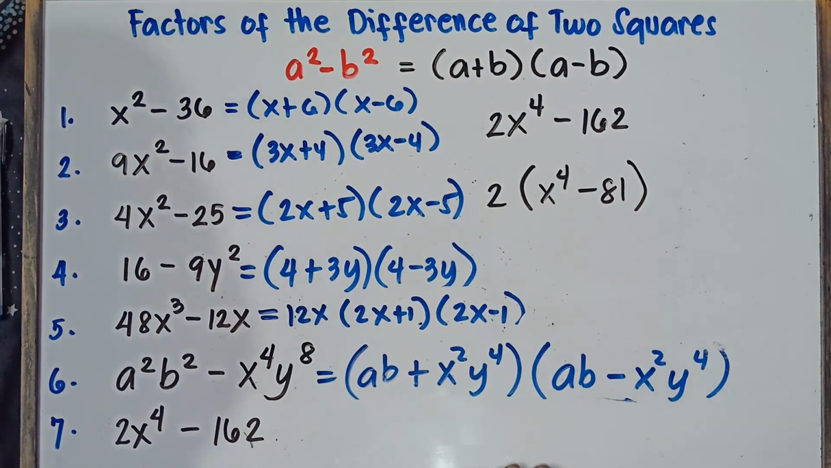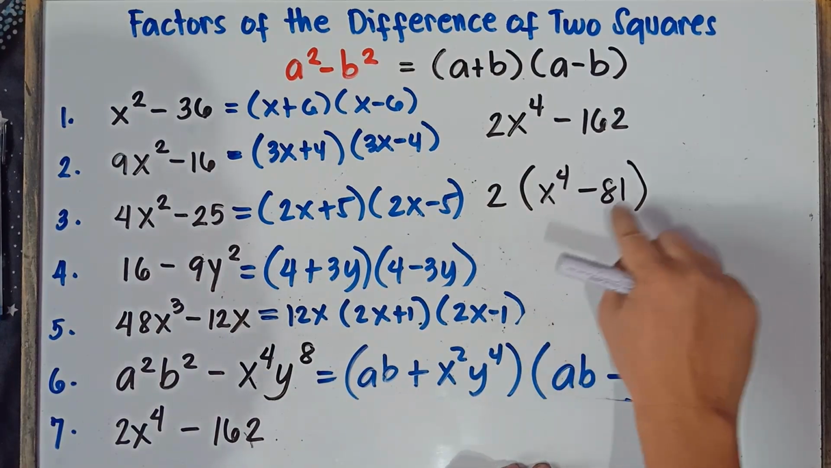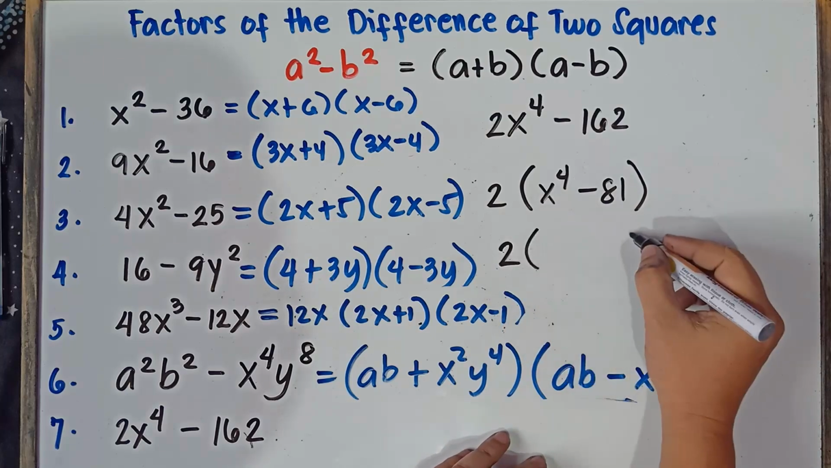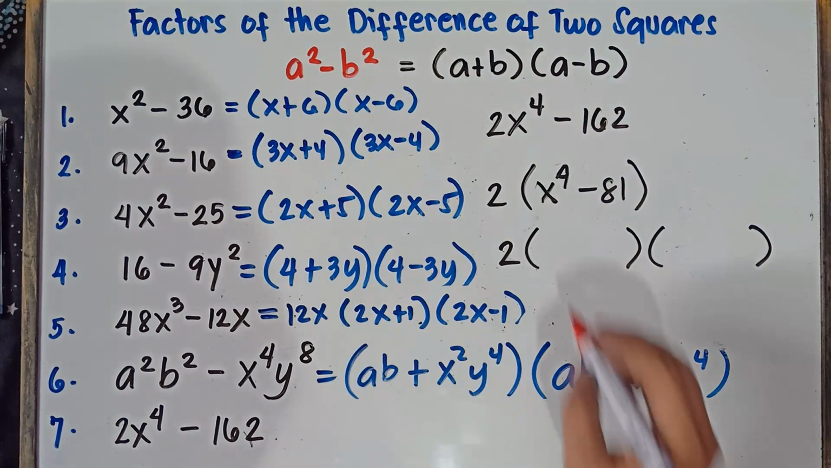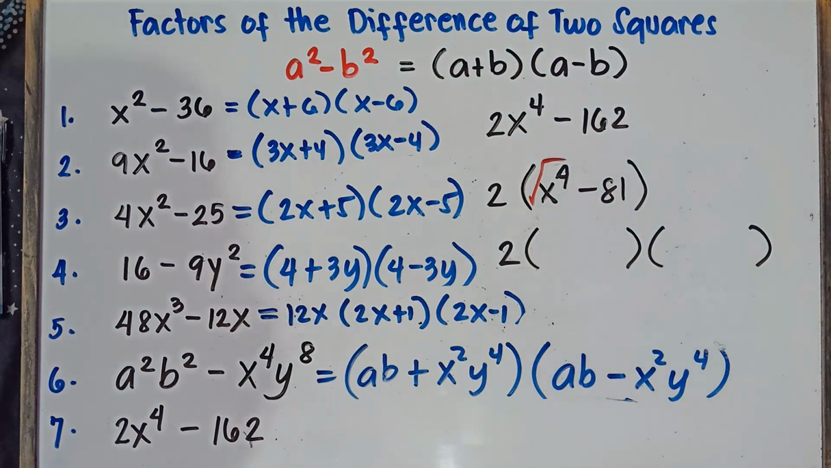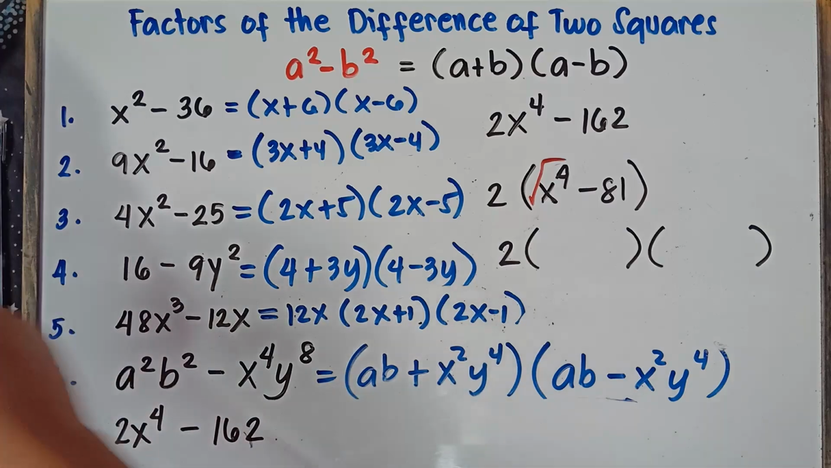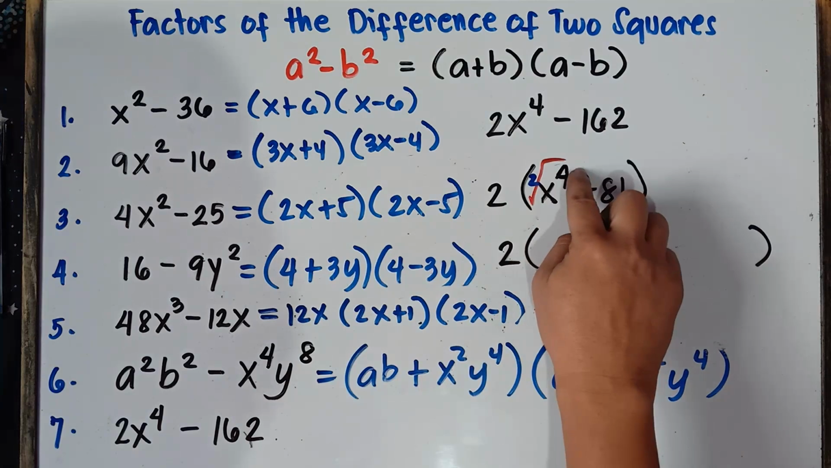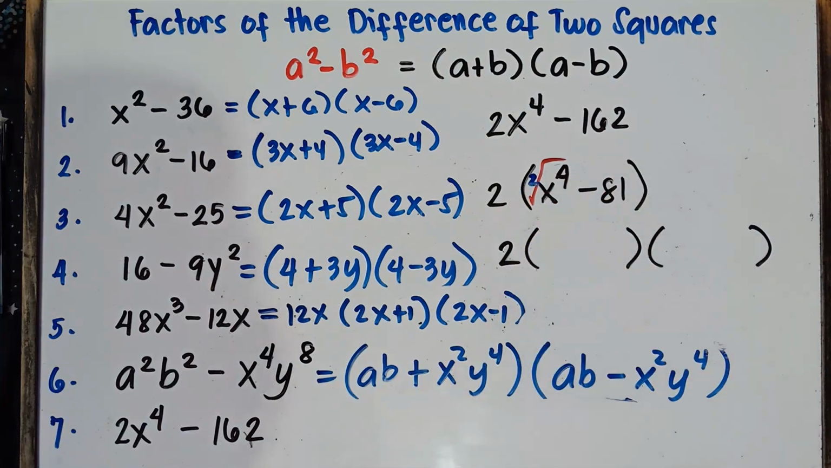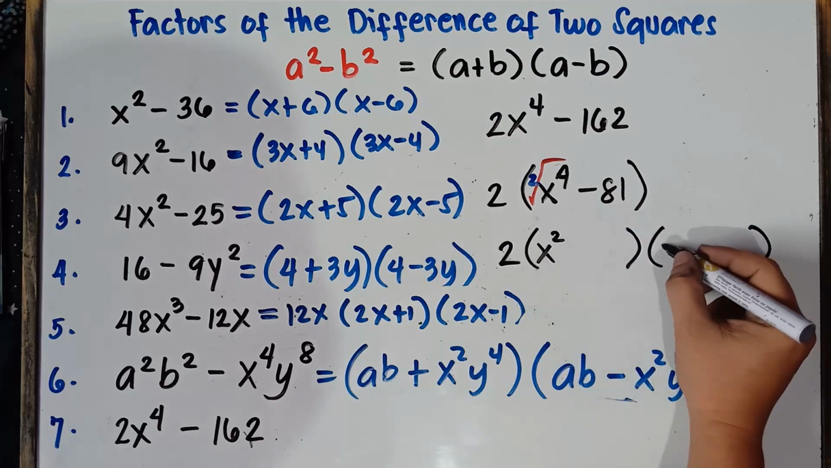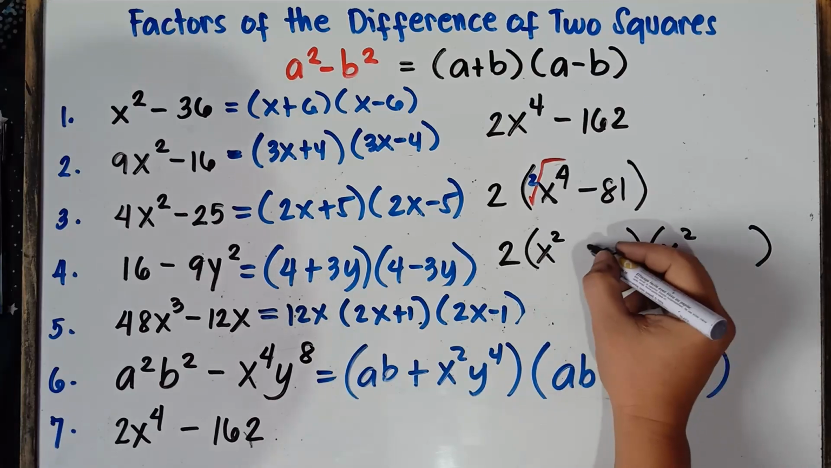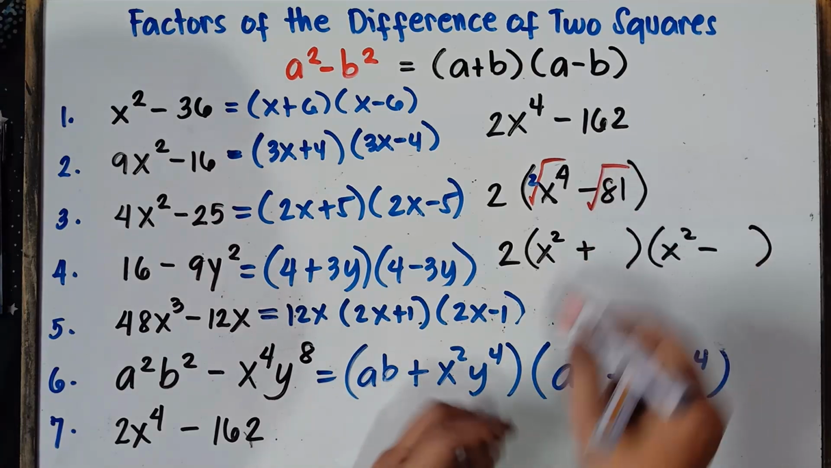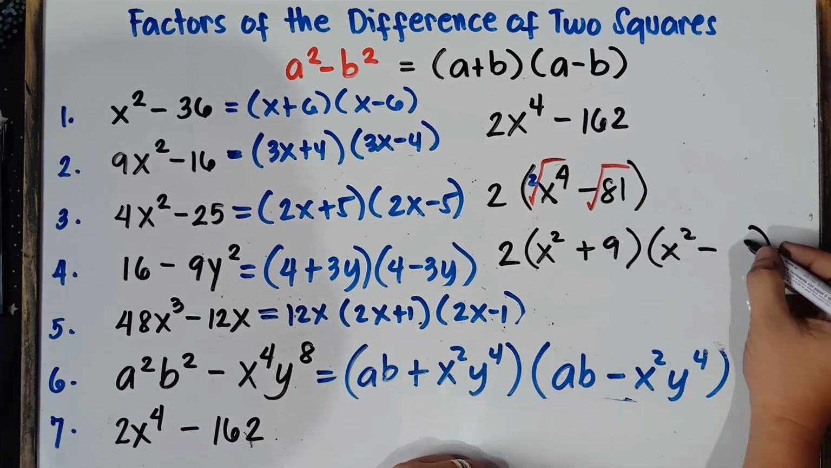Can we factor this out now? Yup, this is a perfect square, and 81 is a perfect square. So copy 2, and then put 2 parentheses. Simply get the square root of the first term, the square root of x raised to the power of 4. Understood that there's 2 here for the index. Simply divide the exponent by the index: 4 divided by 2 would be 2, so that would be x squared and then x squared. And then plus and minus sign. The square root of 81, the second term, would be 9. So 9 and then 9.